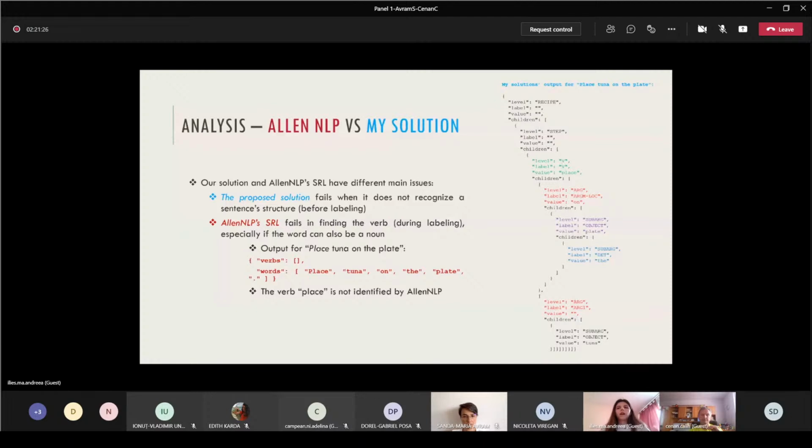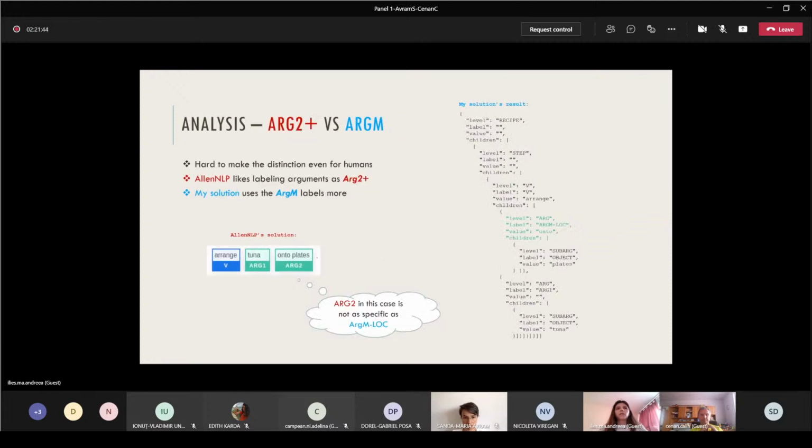I tried to make a comparison for the labeling with SRL and NLP, and I realized that they have different fail points. Mine was when I couldn't find the structure, and NLP failed at labeling. For example, here it was unable to find the verb for the sentence. Another difference, based on the annotated sentences that I did for testing, was that it used argument 2 to 5, and I used argument modifiers for location, which are more specific in this case.